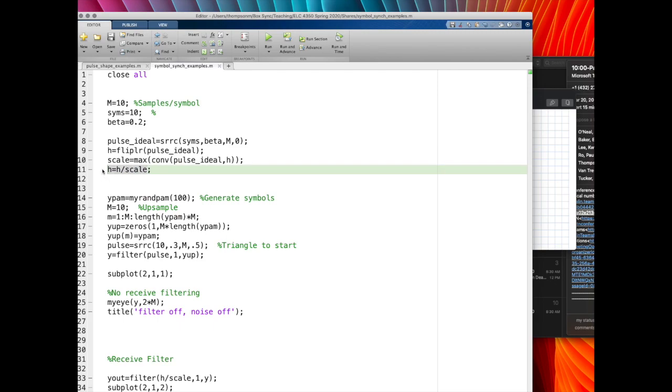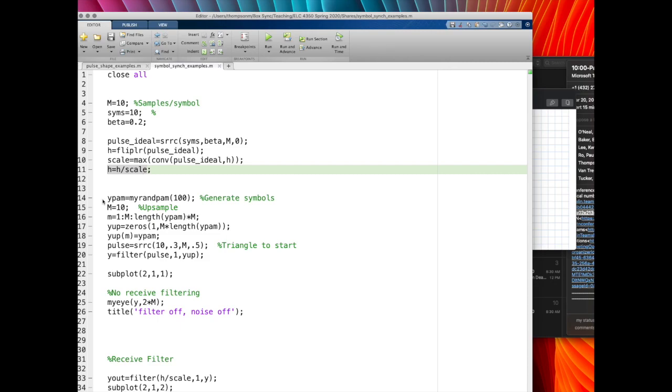What that would do for me is that if I had a pulse shape with a maximum peak of 1, after I send it and do the receive filtering, the peak is also going to stay at 1. It's not going to add any gain to the signal just due to the filtering. We talked about that in the previous video as well.